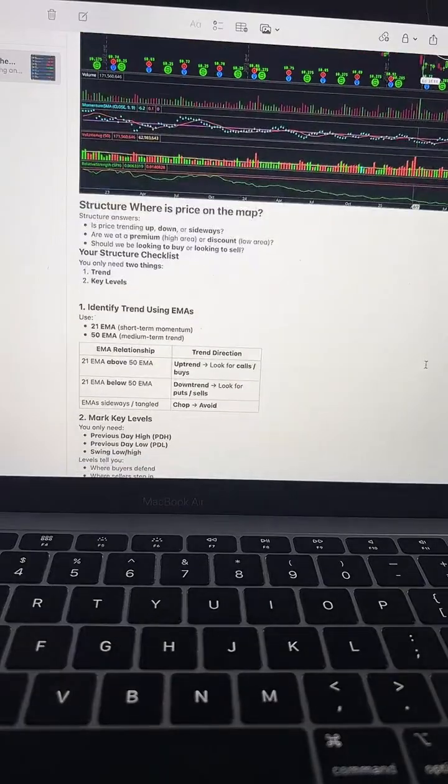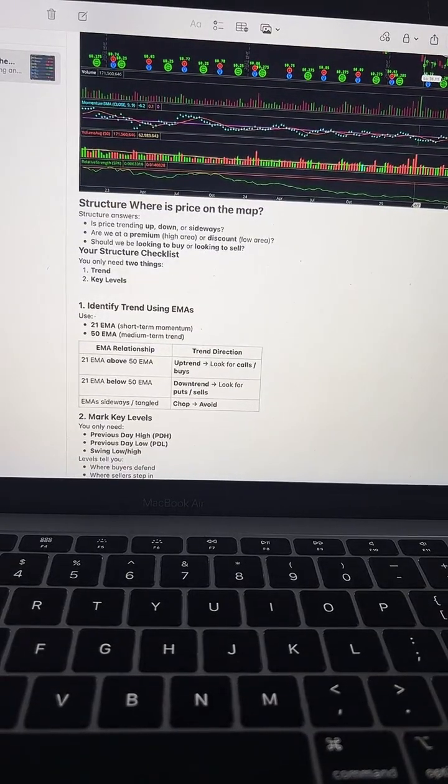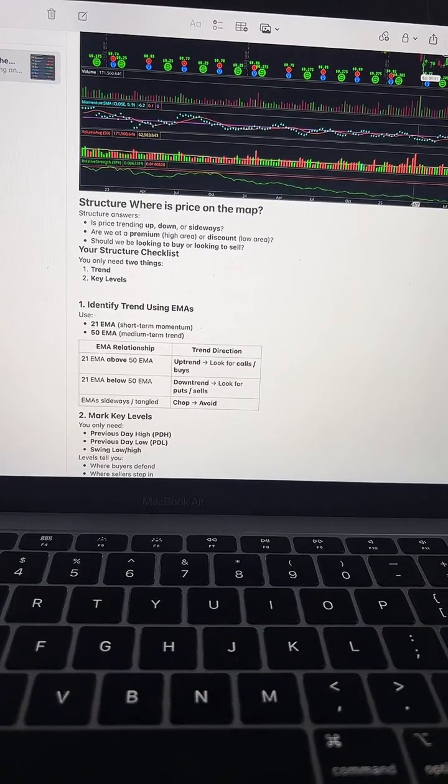Now to the second part, which is structure. Sector tells you where the money is flowing. Structure is going to tell you where price is on the map. Is price trending up, down, or sideways? Are we at a premium, a high area, or a discount, a low area? Premium, a high area, can also translate to resistance. Discount, a low area, could also translate to support. Structure is going to let you know whether we should be looking to buy or looking to sell.